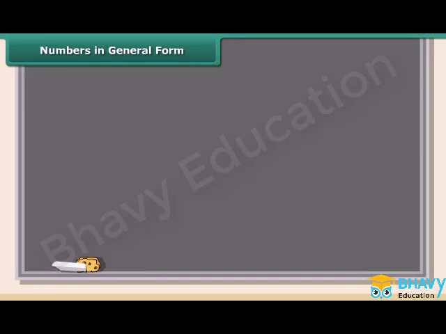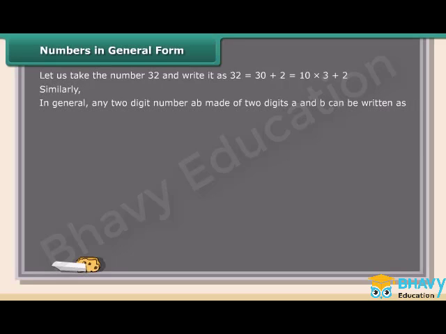Numbers in general form. Let us take the number 32 and write it as 32 is equal to 30 plus 2, which is equal to 10 into 3 plus 2. In general, any two-digit number AB made of two digits A and B can be written as AB is equal to 10 into A plus B, which is 10A plus B. BA is equal to 10 into B plus A, which is 10B plus A.